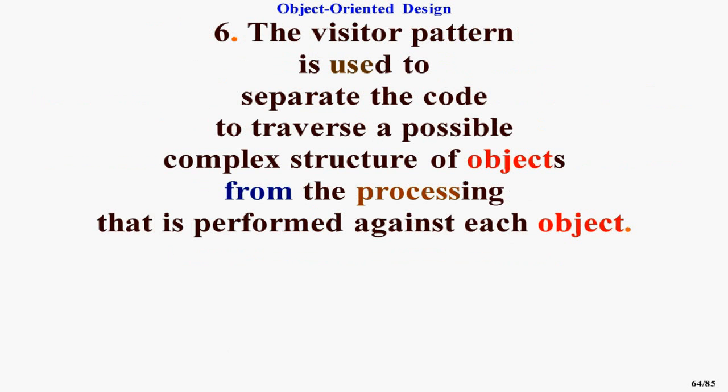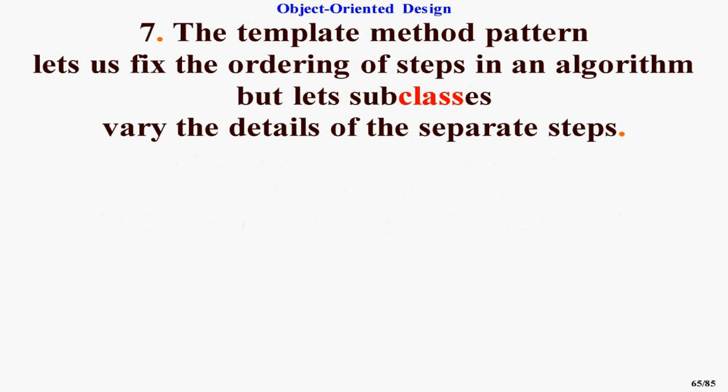6. The visitor pattern is used to separate the code to traverse a possibly complex structure of objects from the processing that is performed against each object. 7. The template method pattern lets us fix the ordering of steps in an algorithm but lets subclasses vary the details of the separate steps.